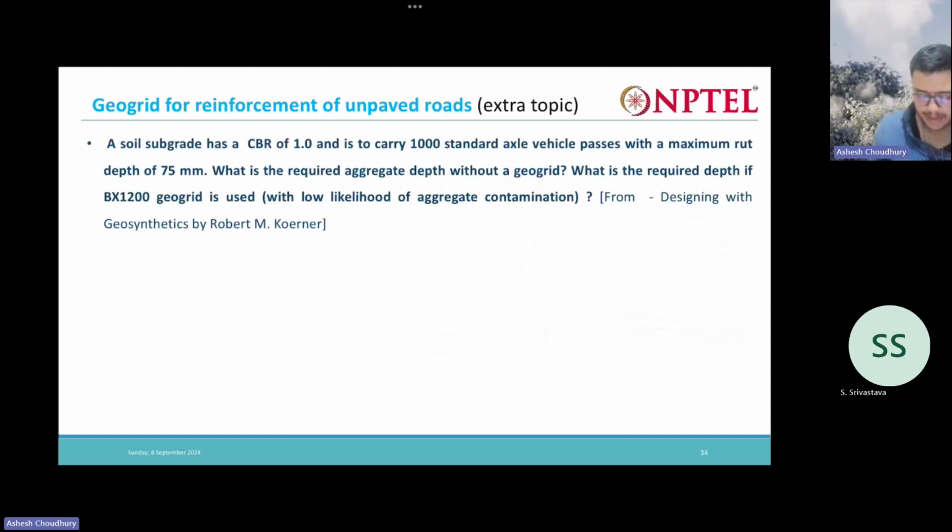A soil subgrade has a CBR of 1 and is to carry 1000 standard axle vehicle passes. So the number of passes is given as 1000, with a maximum rutting depth of 75 mm. Small r is given as 75 mm. What is the required aggregate depth without geogrid?